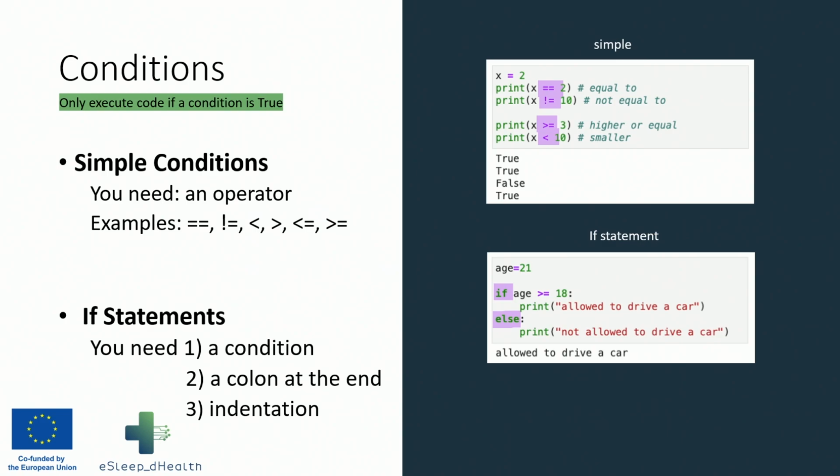So the else will now print whatever is indented in the line below, but only if the if is not fulfilled. So if you would change the value of our variable to, let's say, 14, and we would run this code block again, then our code would not execute the 3rd line of code, but would directly jump into the 5th line of code and would print is not allowed to drive a car because the age of this person is 14.